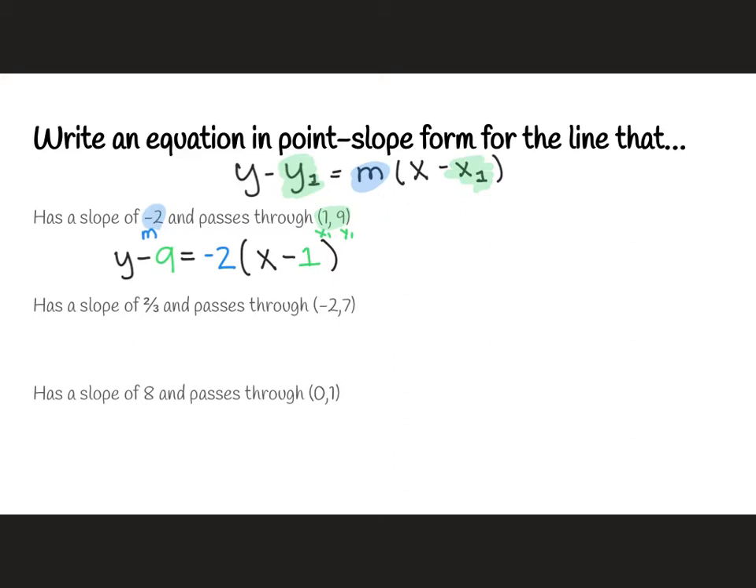Let's do it again. First, I'm going to find my pieces. So we want to write an equation in point slope form for the line that has a slope of 2/3, that is m, and passes through -2, 7. x1, y1.